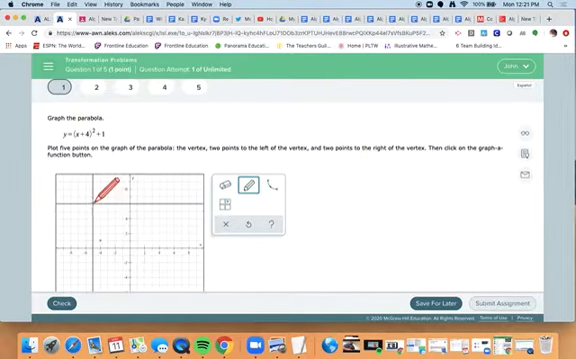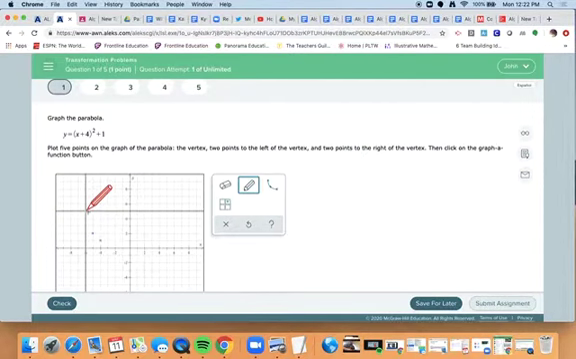Then we want 2 points to the left of the vertex, and 2 points to the right of the vertex. For me, it makes the most sense to do negative 5 and negative 6. So let's put negative 5 into that. Negative 5 plus 4 is negative 1. That squared is 1. 1 plus 1 is 2. So that would be the point negative 5, 2. And then if we do negative 6 plus 4, I'm just putting it right in here, negative 6 plus 4 is negative 2. Square that, that becomes positive 4, plus 1, which is 5. So we've got 2 points there.